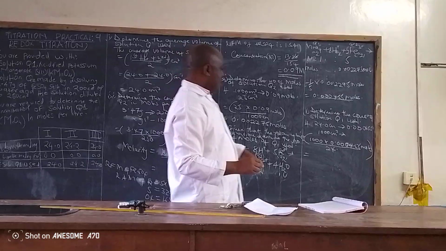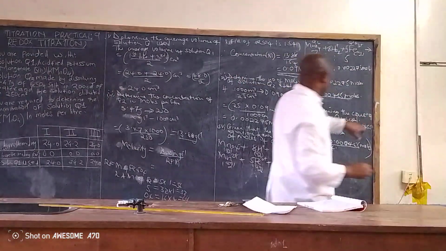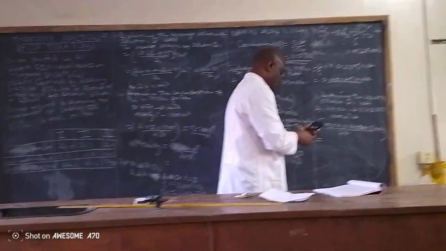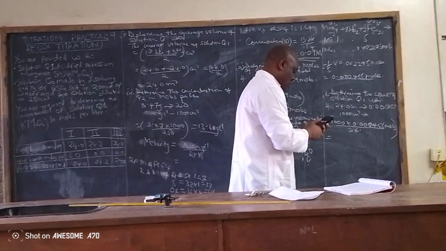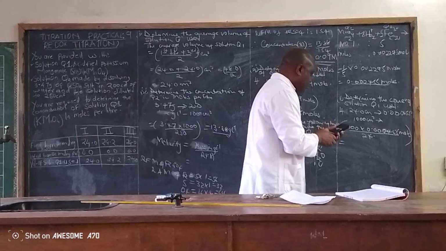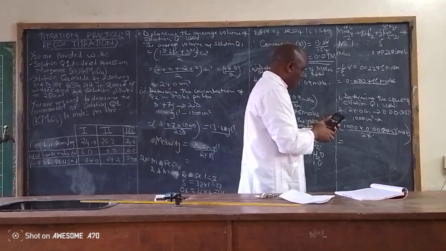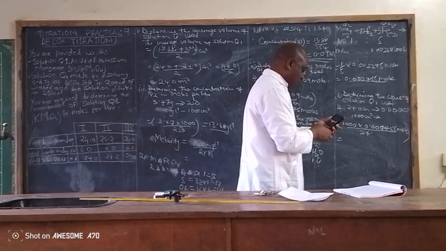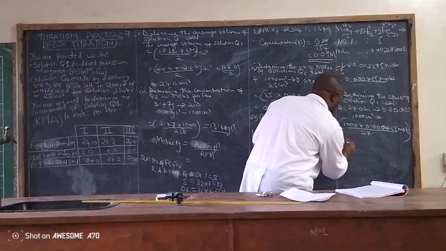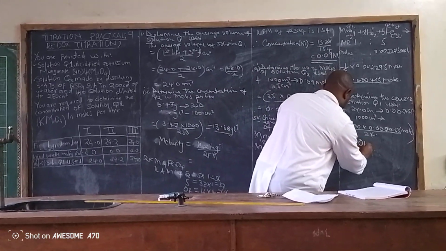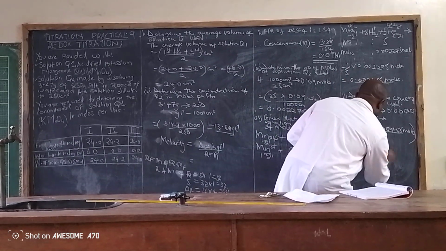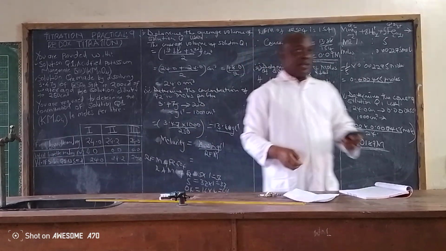So we are going to go back to our calculator and get this concentration of potassium permanganate. We are going to multiply 1,000 times 0.000455 divided by 24. So we got it to be 0.0189 molar. I hope we have answered that one.